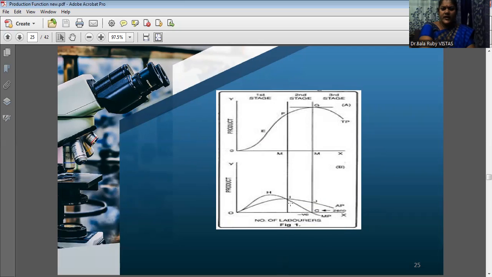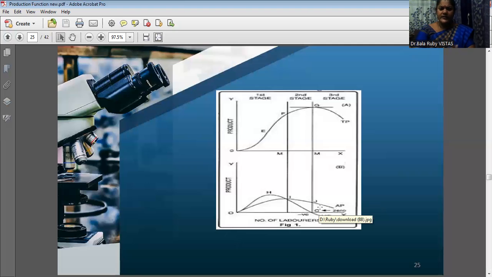Then continuously this average production declines. So when you give an explanation, you give separately what are the things happening in the first stage. Then in the second stage, what is happening? In the third stage, what is happening? In this way, you have to write it in your exam. Now, first we will concentrate only on the first stage.